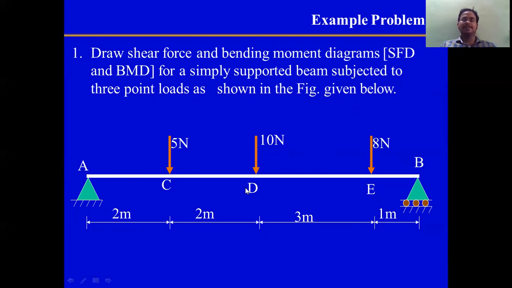So you have a simply supported beam AB which is acted upon by three vertically downward forces: 5 Newton, 10 Newton, and 8 Newton, at a distance of 2 meters from A, and between C and D 2 meters, between D and E 3 meters, and from E to B it is 1 meter.